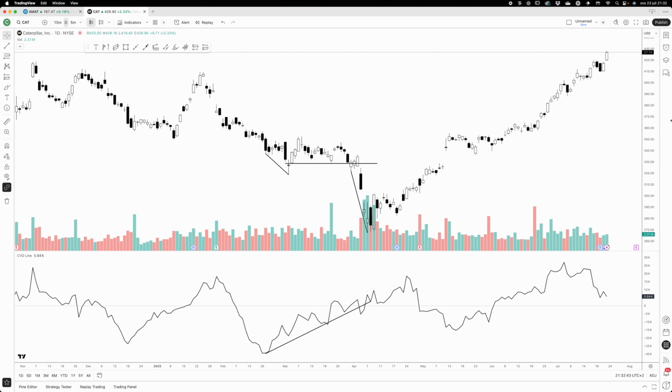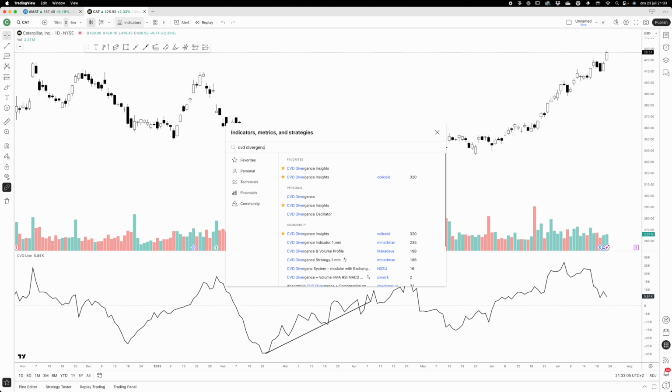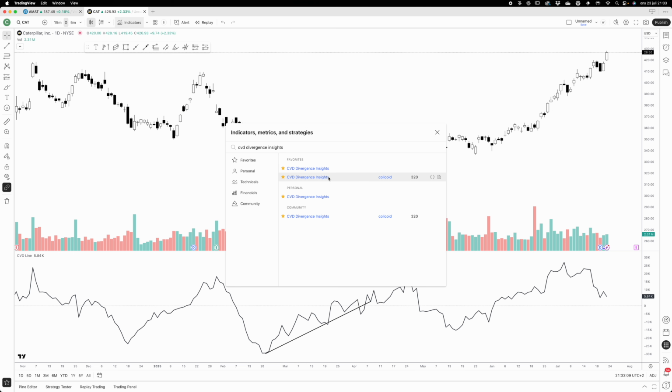What if there was a way to more easily spot the failure of the bulls in this scenario? And I've created another indicator that's supposed to be used in tandem with the CVD line that makes this much more easy. And it's called CVD Divergence Insights by Collicoid.